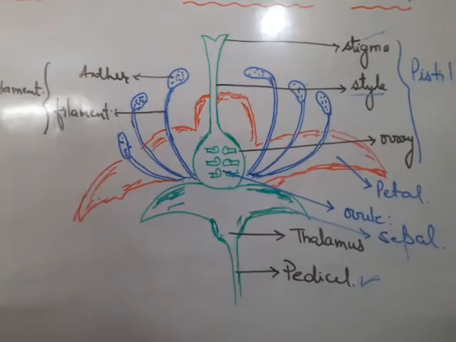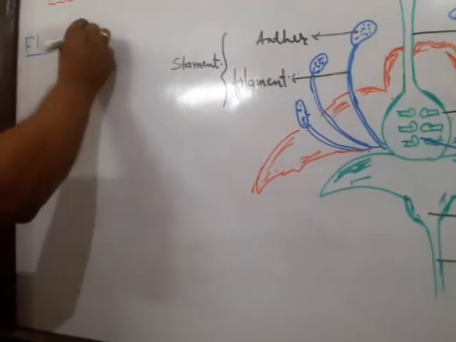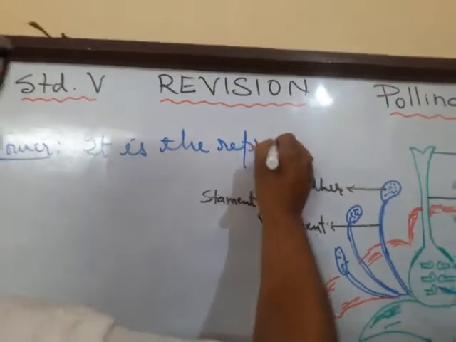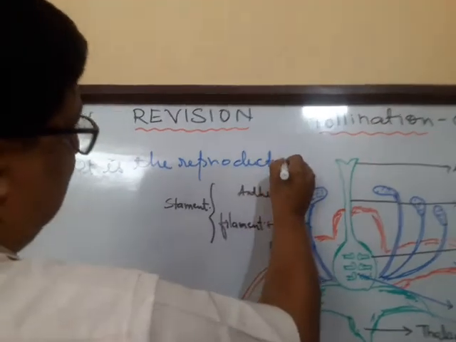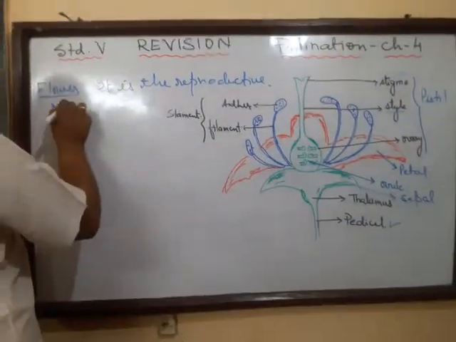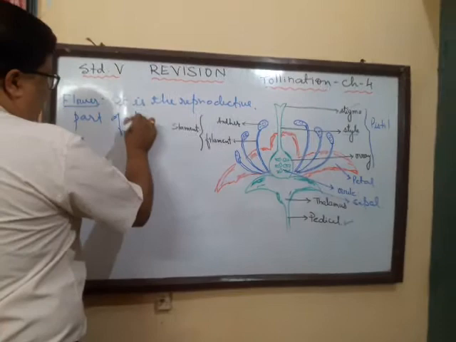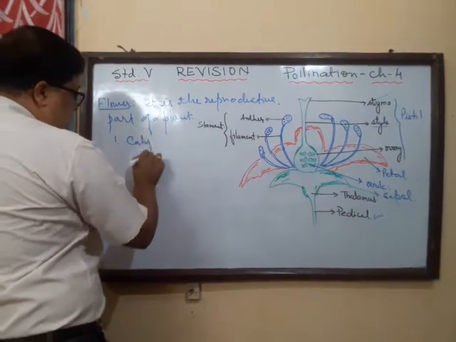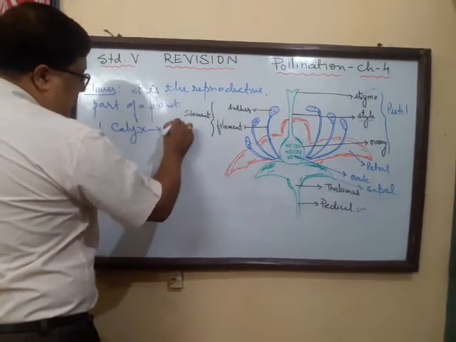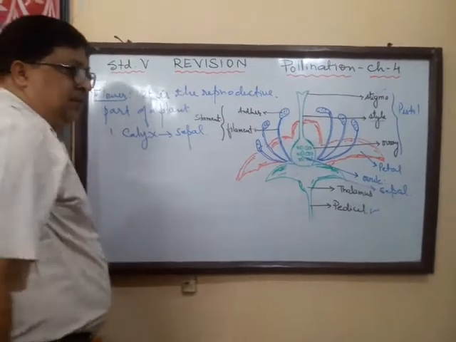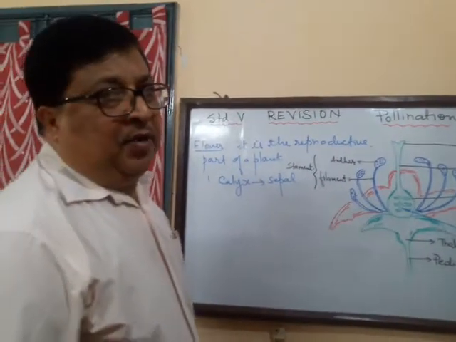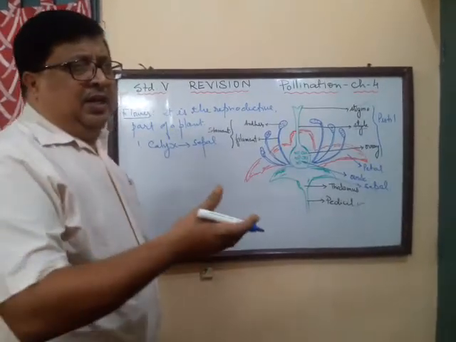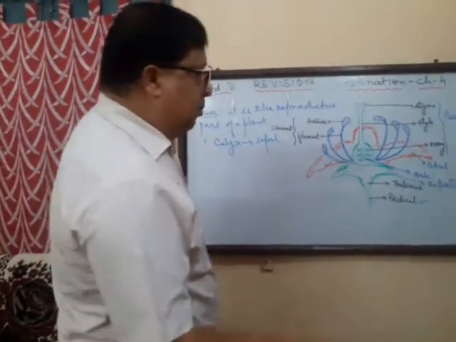So just to recapitulate, the flower is the reproductive part of a plant. It consists of first the calyx, and the units are sepals. And what is the function of the sepals? It protects the flower during its bud stage. These sepals are 4 to 5 in number.